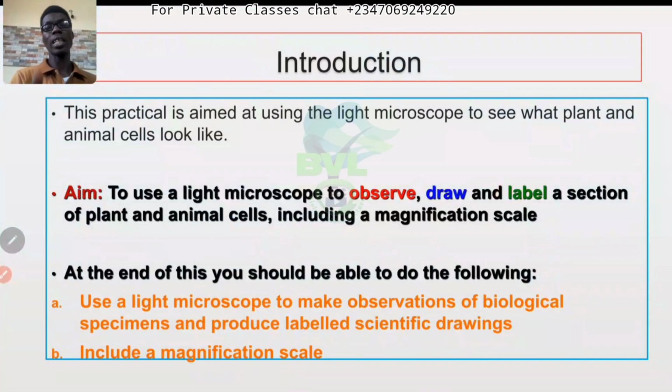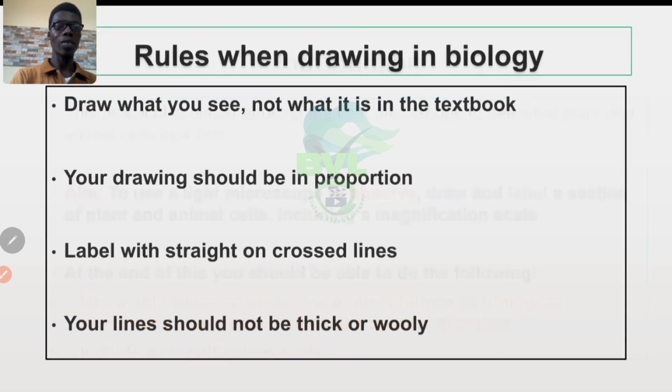The aim is to use the light microscope to observe, draw, and label a section of plant and animal cell, including how to understand magnification scale. Well, we've actually done that part in some lectures before this one. So at the end of this, you should be able to use the light microscope to make observations and to draw specimens in biology, and you'll be able to include magnification scale.